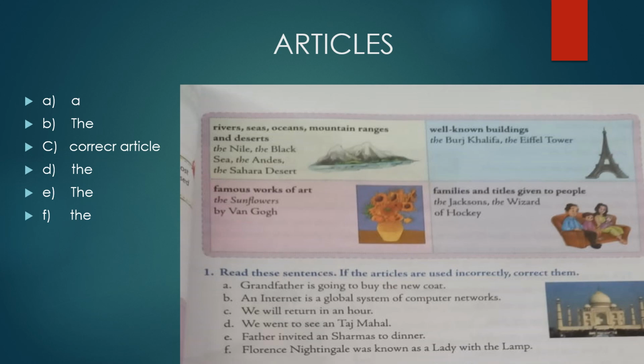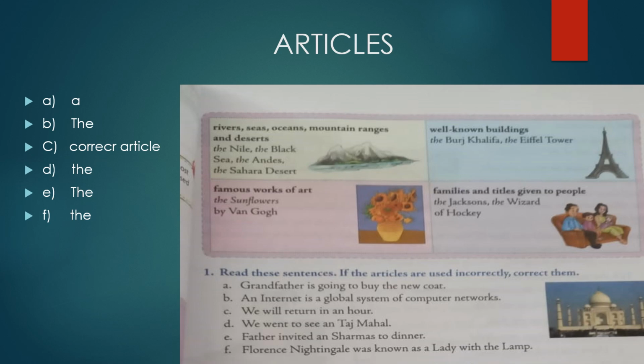Come to E. Father invited a Sharmas to dinner. Children, one thing is that the article given there is a consonant-sound article, and we cannot use it here. But another most important thing is the title given to this family, Sharmas. So that's why we will put here the. Father invited the Sharmas to dinner. Title given to this particular family. So that's why we will write here the Sharmas.